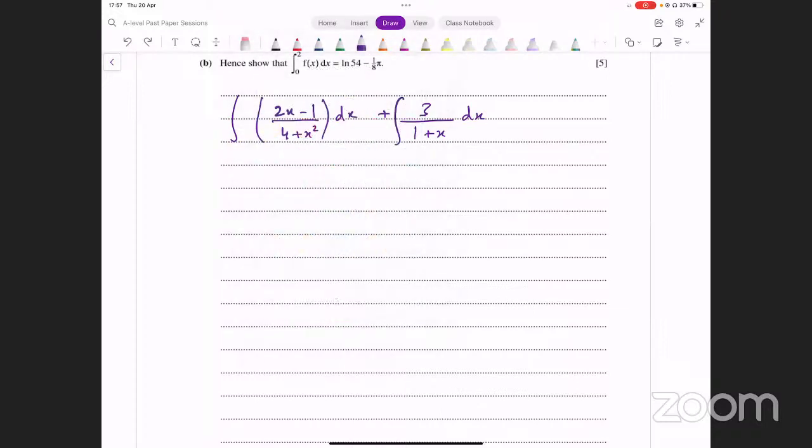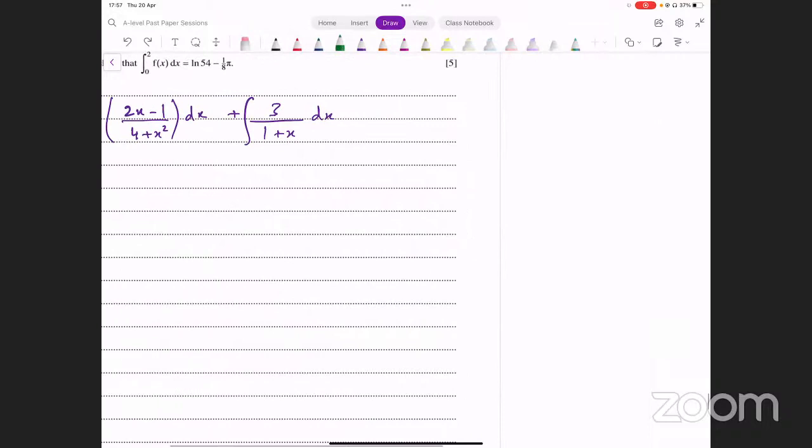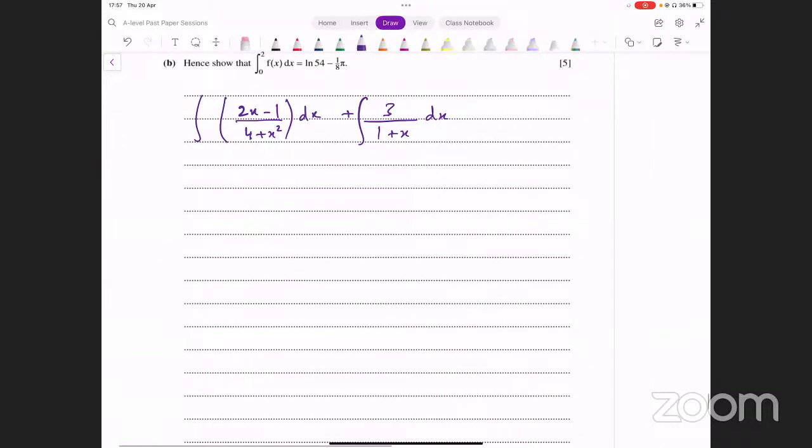जिस तरह आपके पास अगर ऐसे कुछ लिखा हो 5 minus 2 over 2, you can write it like this as well, 5 over 2 minus 2 over 2. इसको दो separate fractions में split कर सकते हैं. That's exactly what we're doing here. इसको दो parts में हम split कर सकते हैं और ऐसे लिख सकते हैं. We can say this is 2x over 4 plus x square, इसका integral. Subtract from that 1 over 4 plus x square और इसका integral. And now we can try to integrate both of these fractions separately.